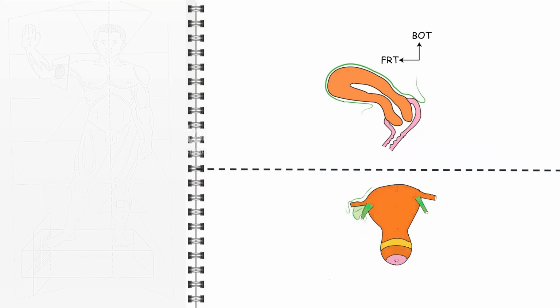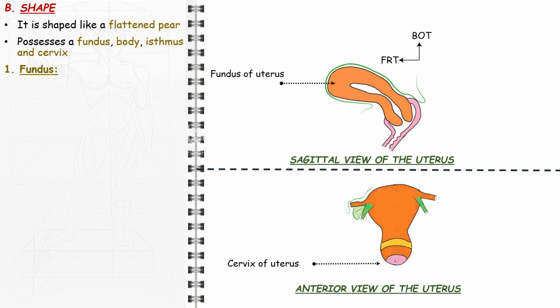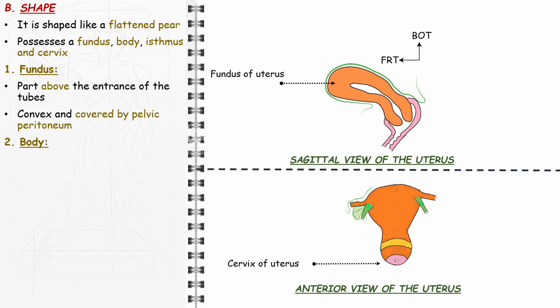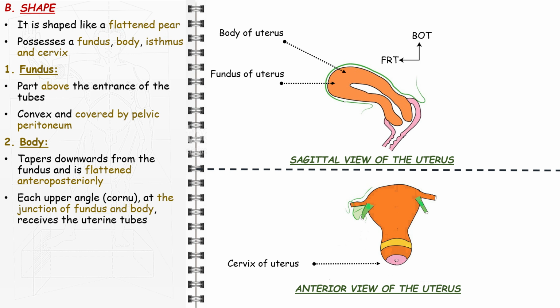The uterus is shaped like a flattened firm pear and possesses a fundus, body, isthmus and cervix. The fundus is the base of the uterus above the entrance of the tubes. It is convex and covered by pelvic peritoneum. The body tapers downwards from the fundus and is flattened anteroposteriorly. Each upper angle, the cornu, at the junction of fundus and body, receives the uterine tubes and constitutes the origin of the round ligament of uterus and the ligament of the ovary.